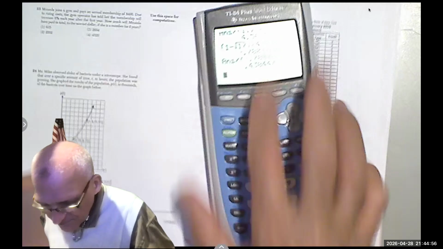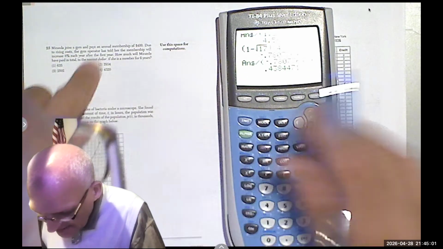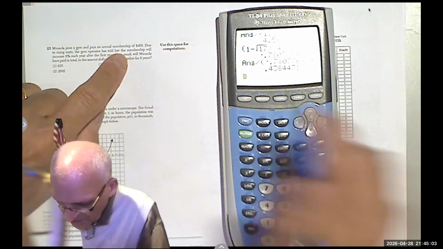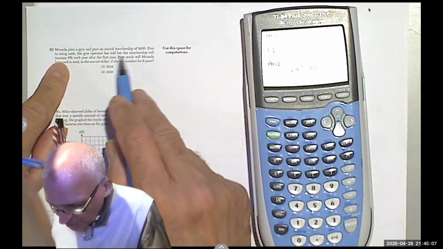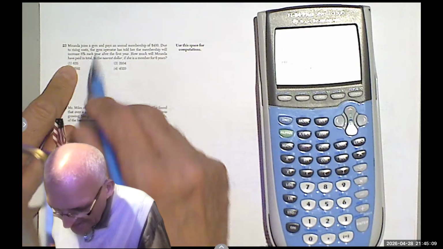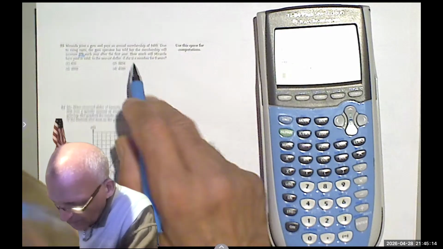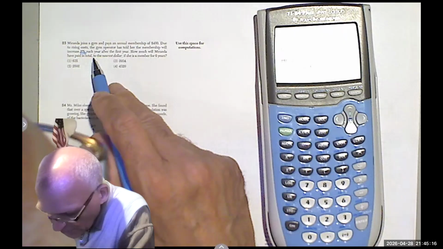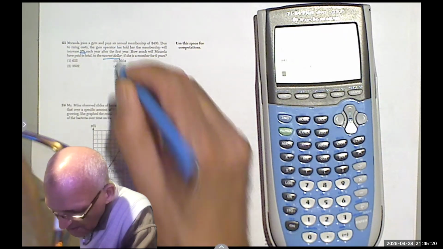Okay, nice. Only 2 remaining. Miranda joins a gym and pays an annual membership of $400. Due to rising costs, the gym operator had told her the membership will increase 8% each year after the first year. How much will Miranda have paid in total, to the nearest dollar, if she is a member for 6 years?